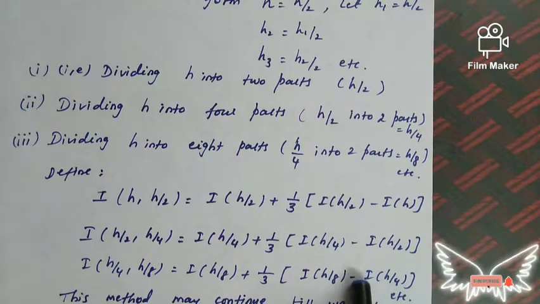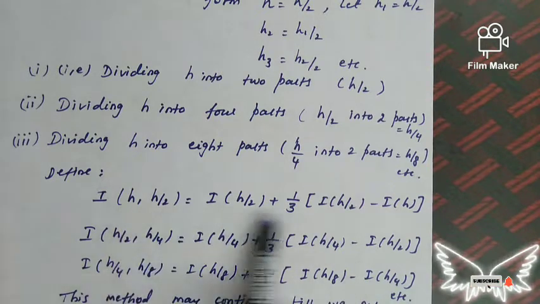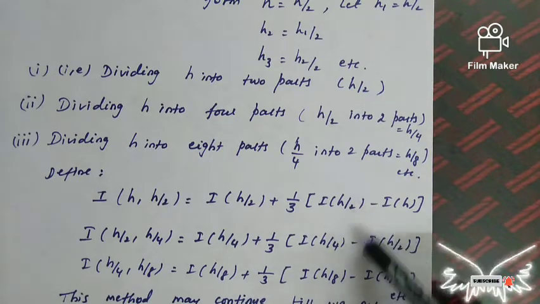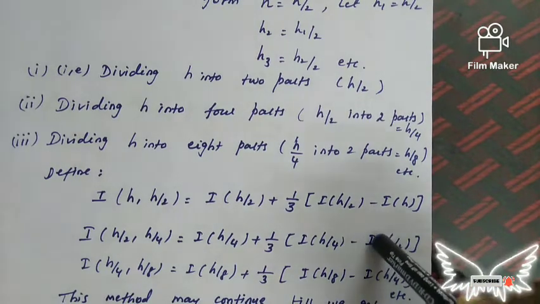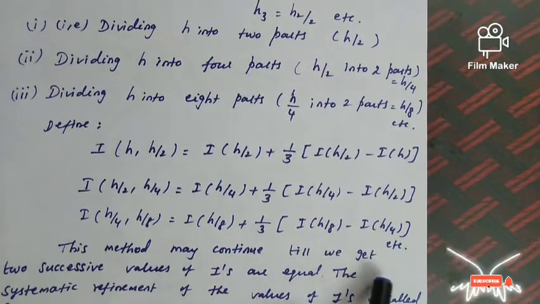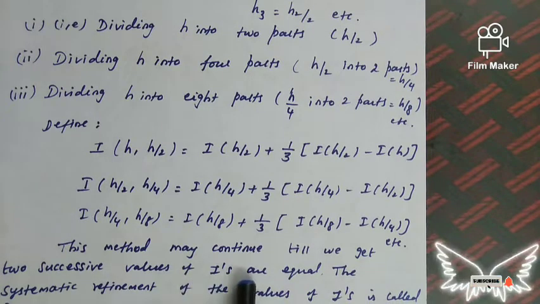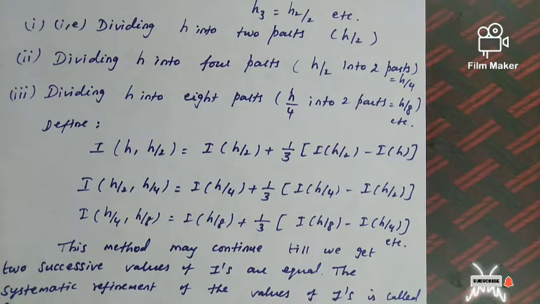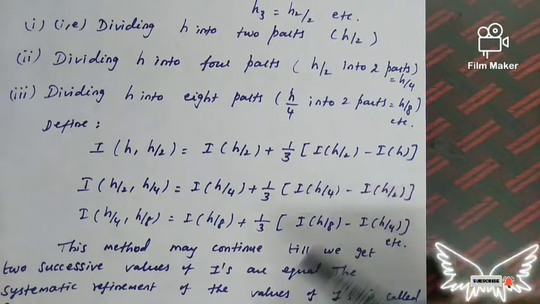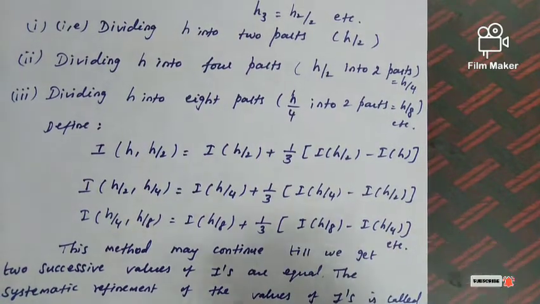So when can we stop the procedure? When finding the values of I of h comma h by 2, h by 2 comma h by 4, h by 4 comma h by 8, and so on, when we get two consecutive values that are equal, we can stop the iteration. This method may continue till we get two successive values of I equal. The systematic refinement of the values of I is called Romberg's method.